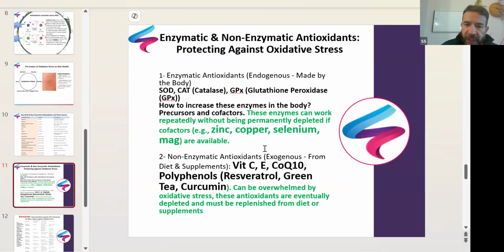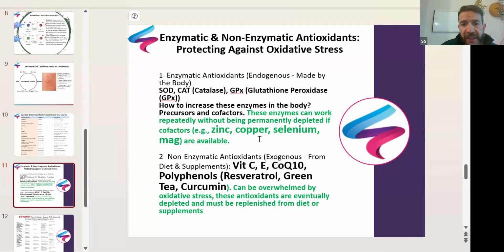And here I talk about the enzymatic antioxidants, endogenous, made by the body, and the importance of having enough cofactors. What I'm talking about is the minerals that we can get from food, such as zinc, copper, selenium, magnesium. All of these are cofactors for antioxidant enzymes. Then the non-enzymatic antioxidants, such as the stuff that we get from food, non-essential or essential, vitamin C, E, CoQ10, polyphenols, flavonoids, all of that we can get from food.